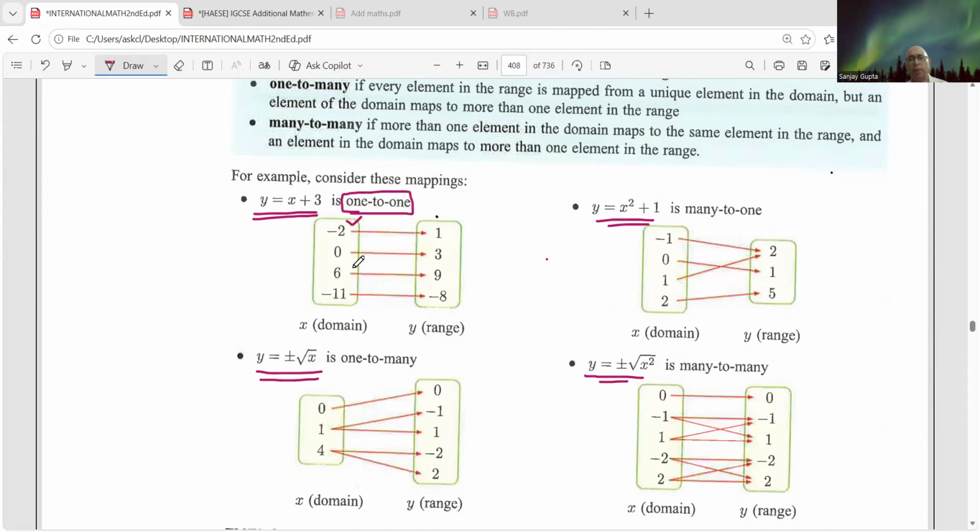One-to-one means for every x value that I am inputting, I am getting a different y value. That is called one-to-one mapping.